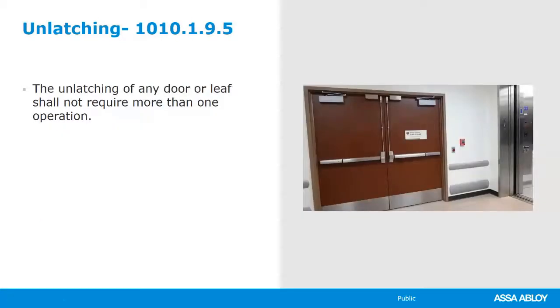The unlatching of any door or leaf shall not require more than one operation. If you have a pair of doors and an overlapping astragal, that inhibits the free use of each leaf. If I push on this exit device and that astragal stops me from getting out of this door, that is not permitted because I would have to unlatch this door in order to unlatch this door, and that's what this is saying. Only one operation to be able to get out.